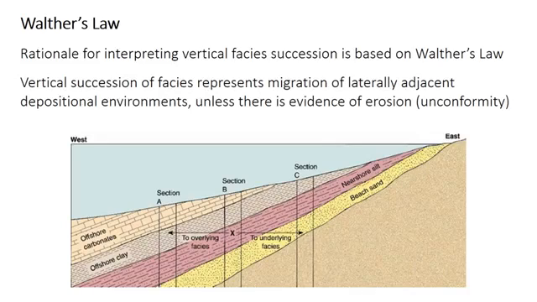We'll discuss in more detail the causes of these lateral migrations of environments, but for now it's just important to remember that the vertical succession of facies that we see in an outcrop, as long as there's no evidence for significant erosion, is caused by the lateral migration of adjacent depositional environments.